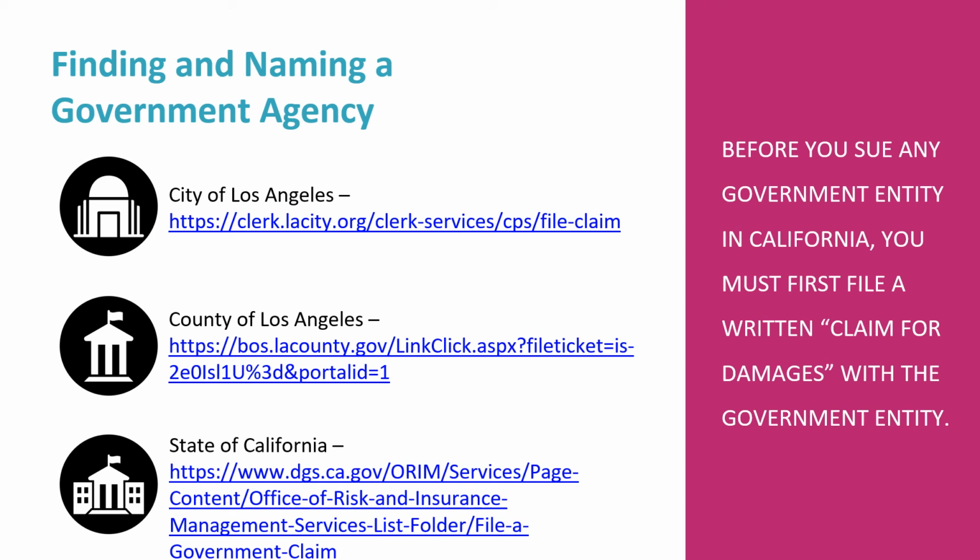Links to the City of Los Angeles, County of Los Angeles, and the State of California claim for damages forms are shown on this slide. Examples of other public entities are the Metro and the Los Angeles Department of Water and Power. Neither the federal government nor its departments can be sued in small claims court.